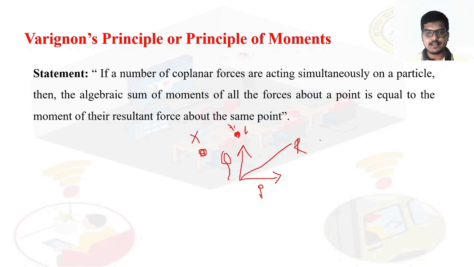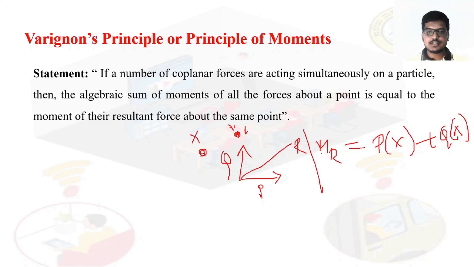Here, according to the statement, the moment of the resultant is equal to the moment of the force P with respect to x plus the moment of the force Q with respect to x. So this we need to prove in this statement.